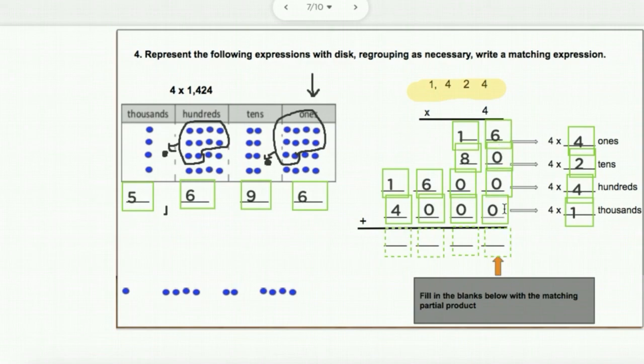6 plus 0 plus 0 plus 0, we already know is 6. 1 plus 8 plus 0 plus 0, we already know is 9. 6 plus 0, we already know is 6. And 1 plus 4, we already know is 5. Do our products match? Yes, they sure do. In both of these problems, we have 5,696 as our product. So we're good to go.